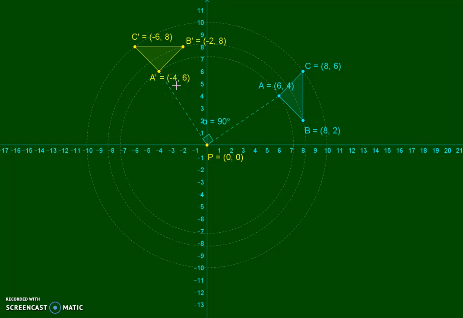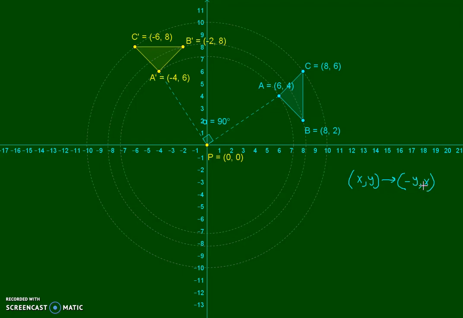So we have a transformation rule. And that transformation rule was (x, y) went to (negative y, x). So this is negative y, x. I'm going to go ahead and write that rule down here so that we have it for reference. We said that (x, y) goes to (negative y, x).